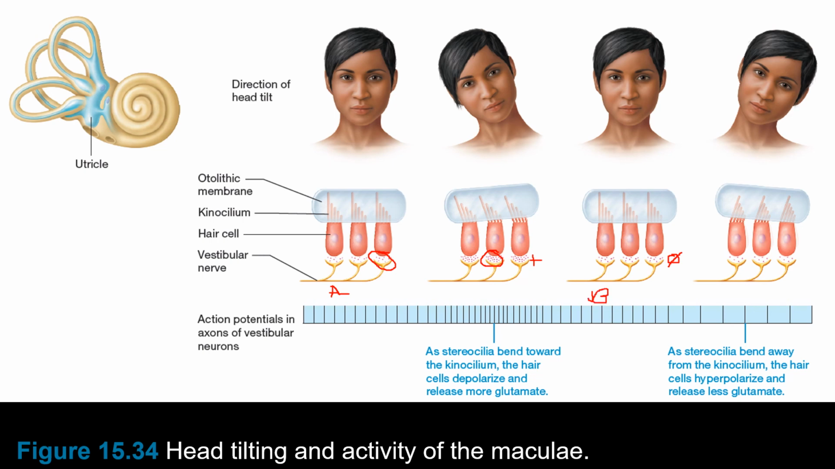Those are the same, but then if she bends her head in the opposite direction, then the stereocilia are bending away from the kinocilium, right? So they're bending away from them, and so the hair cell is going to hyperpolarize and release less glutamate. You see, this is less glutamate than is being released normally. And that can just adjust how those action potentials are being fired through the vestibular nerve.